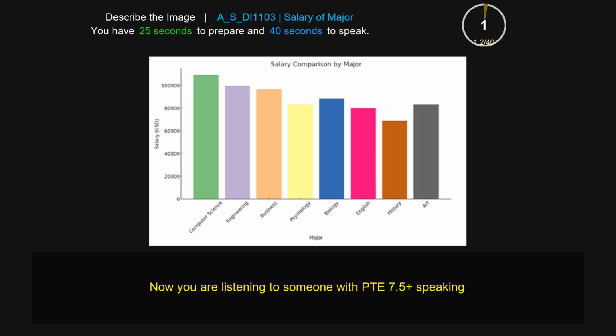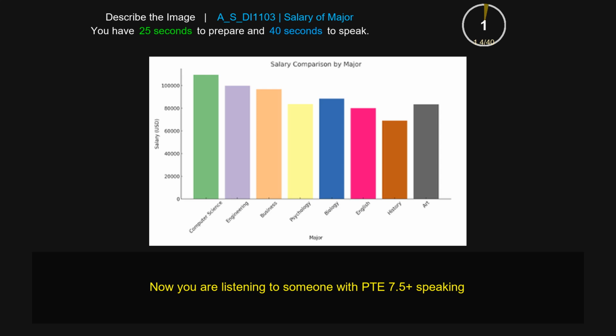The given picture gives information about the salary comparison by major. Let's talk about the majors, which are computer science, engineering, business, psychology, biology, English, history, and art. The y-axis talks about salary in US dollars, which is 0 to 1 lakh. It can be observed that computer science is at the highest position at approximately 1 lakh 10,000, the second highest is engineering at approximately 97,000, and the lowest is history at approximately 70,000. Overall, the picture gives information about the salary comparison by major.